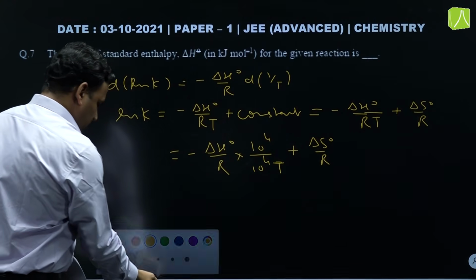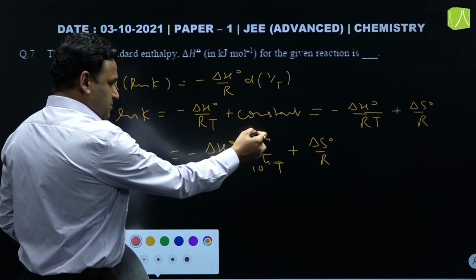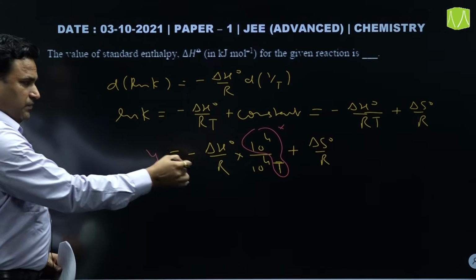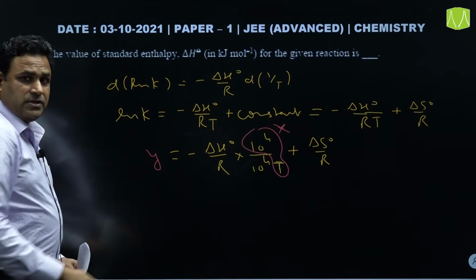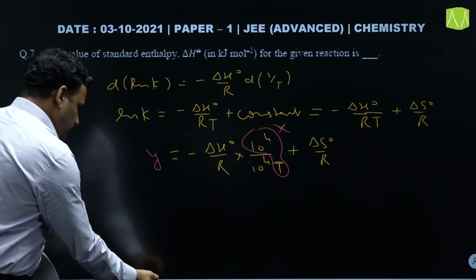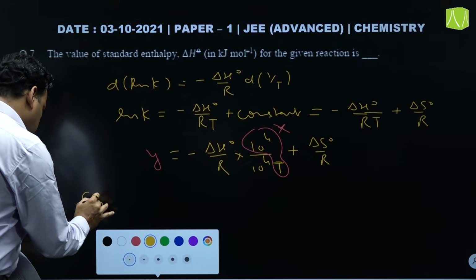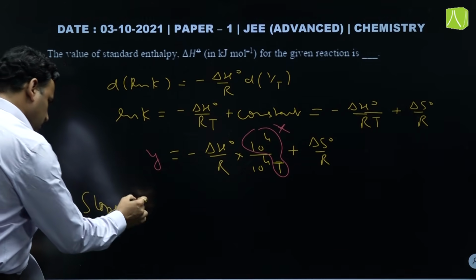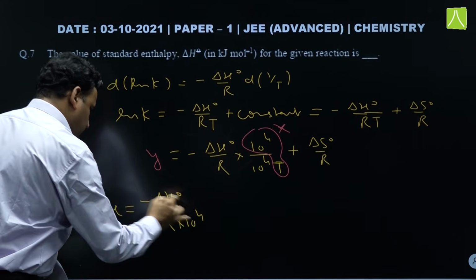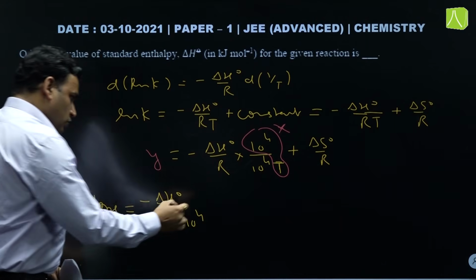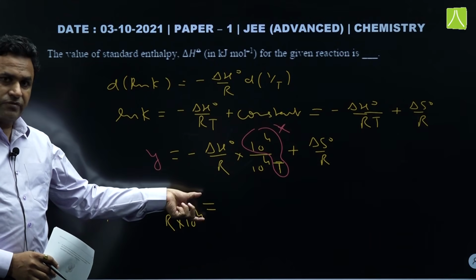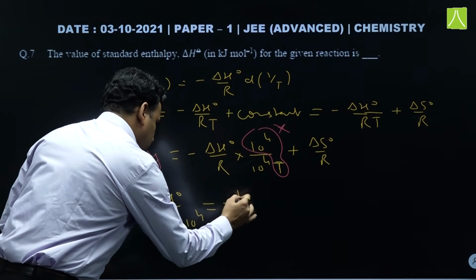Now, we have taken the x coordinate to be 10 power 4 upon T. So, this is the x coordinate and this is the y coordinate. This way the slope is going to be minus delta H naught upon R into 10 raised to power 4. So, we can write the slope of the straight line to be equal to minus of delta H naught upon R into 10 raised to power 4. And reading the graph, the slope is coming out to be, on the y axis 4 units, on the x axis 2 units. So, this is minus 4 by 2.